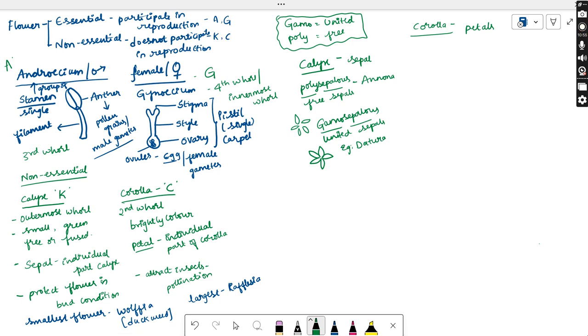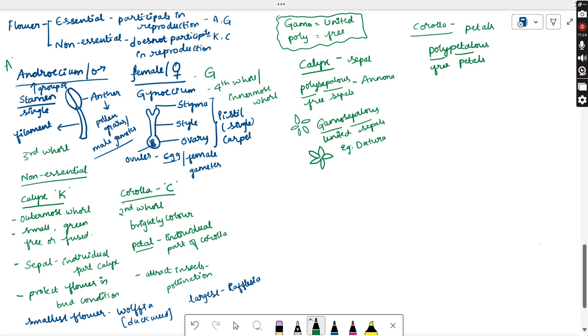That's why they are attaining the different colors. Due to its different colors and bright color, it helps in the insects' attraction for the pollination. And here also we have the two conditions, united as well as the free. So if they are free, we use the term poly. As they are petals, this condition is polypetalous. Poly means free, petalous related to the petals.